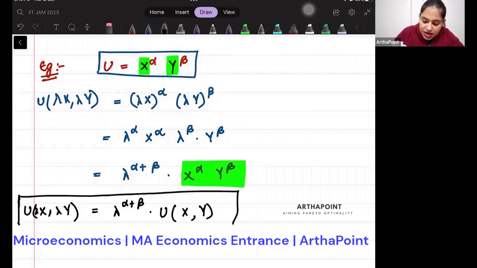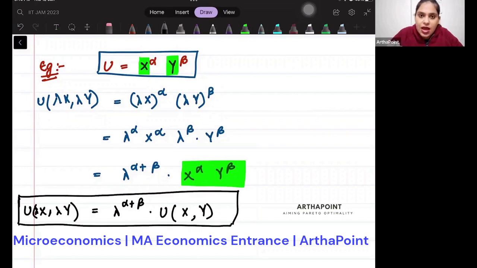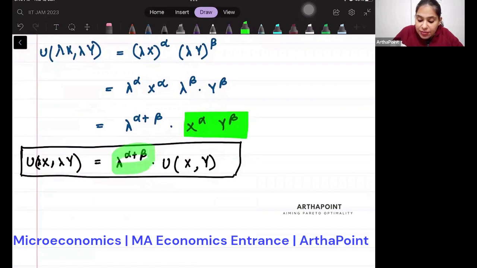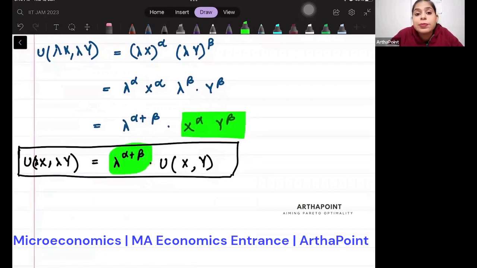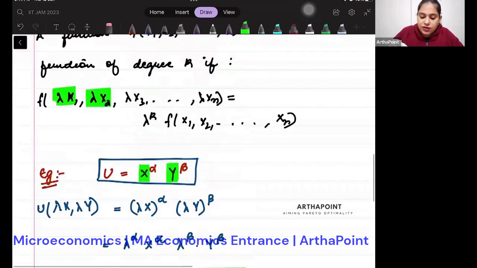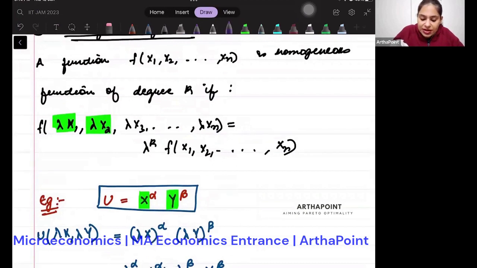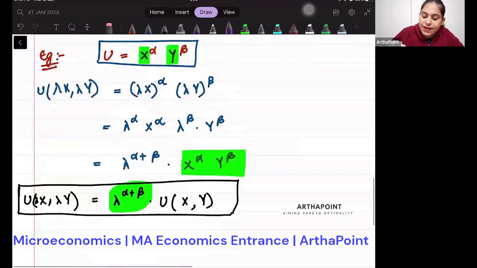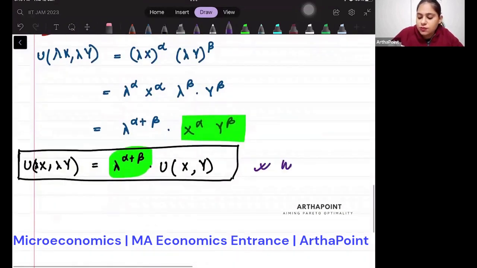When I write my utility function like this, I am able to take this lambda to the power alpha plus beta out. This is what the definition is saying. You multiplied each x with lambda, you were able to factor out this lambda, and you were able to get back your original function. Then this is a homogeneous function.